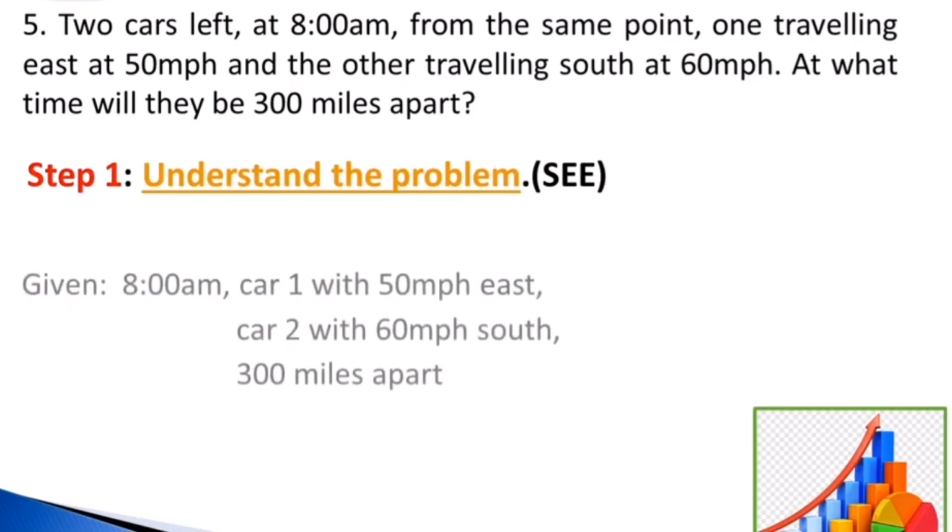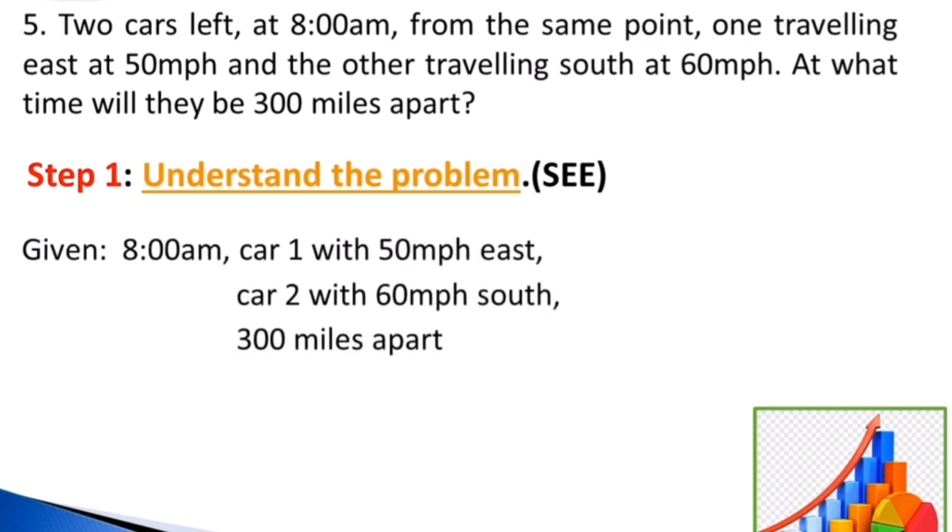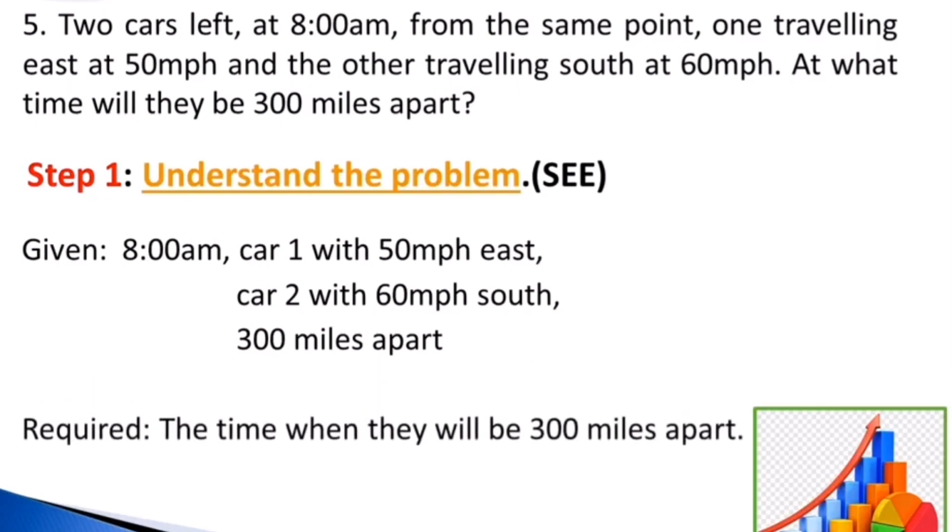So understand the problem. These are now the given. We know that there are two cars who left the same station at 8 o'clock a.m. with the speed of 50 miles per hour going to east, the first car, and as well as we have 60 miles per hour going to south as the car 2 speed. And in a certain time, there will be 300 miles apart. In short, the required is the time when they will be 300 miles apart.